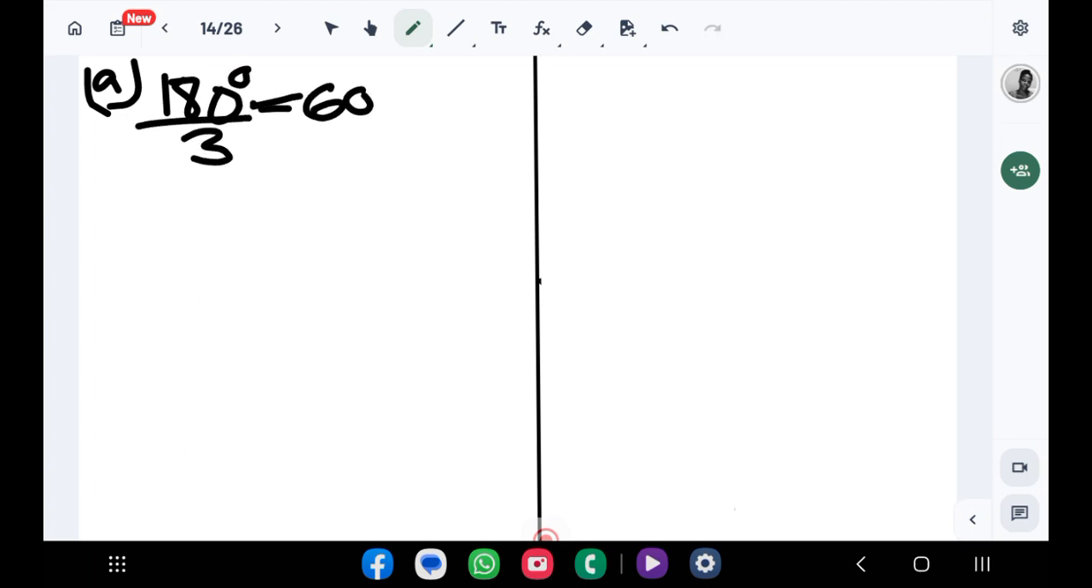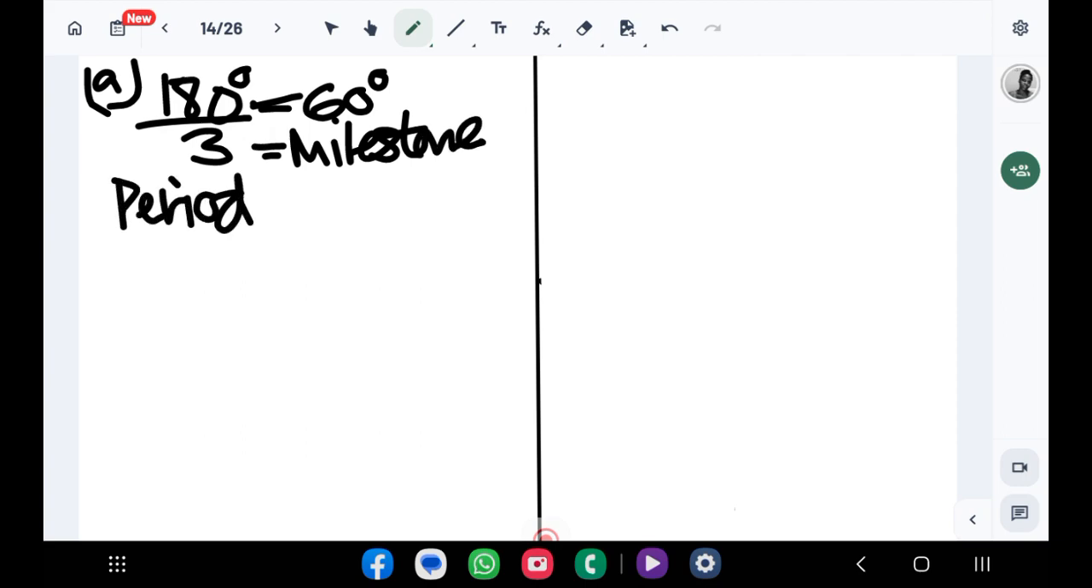So this is where we went. 180 degrees gives you 3 milestones. So that is equal to 60 degrees. That is a milestone. Okay, so the period will be equal to 60 degrees multiplied by 4. And that is equal to 60 times 4, which is equal to 240 degrees.